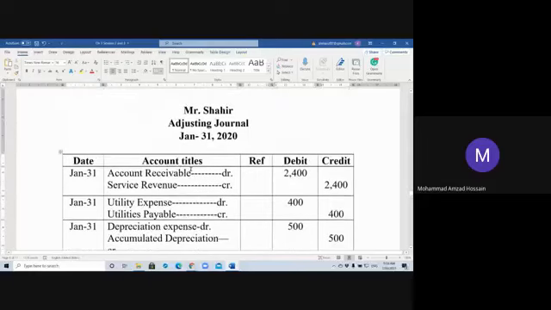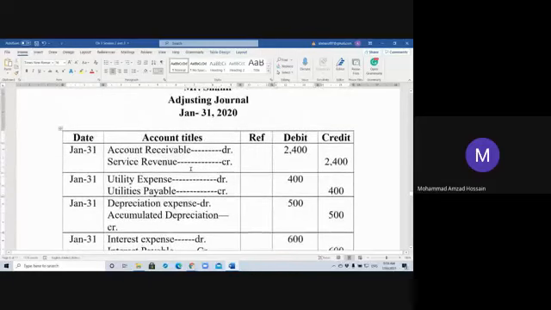Whenever you get service revenue, it will be either unearned or accrued. In case of accrued revenue, accounts receivable will be debited and service revenue will be credited. In case of advance, unearned service revenue will be debited and service revenue will be credited. So the adjusting entry is almost the same for all cases, but the changes will be made in the amounts, according to the accounting period. That's why determination of the accounting period is very important for the adjusting journal.